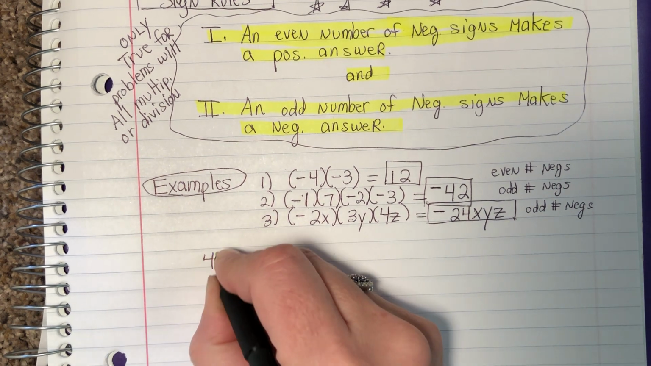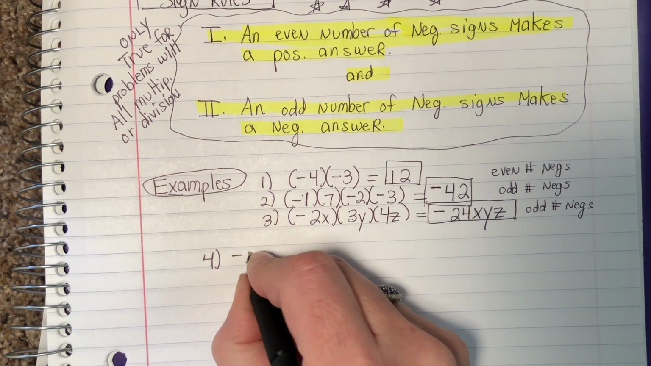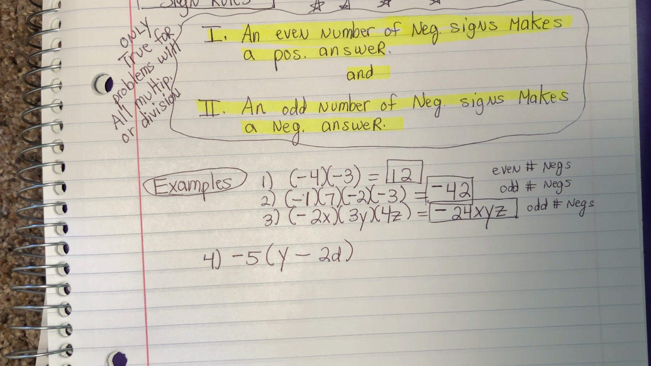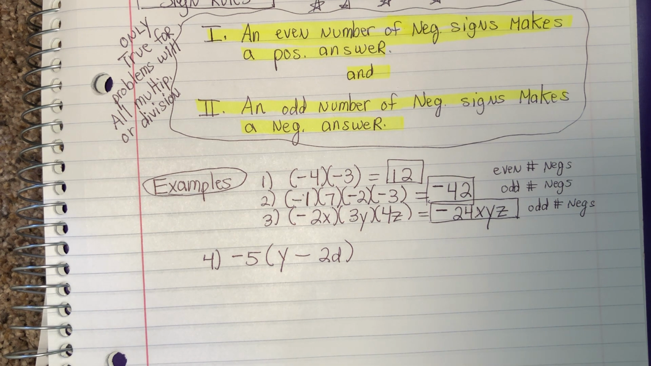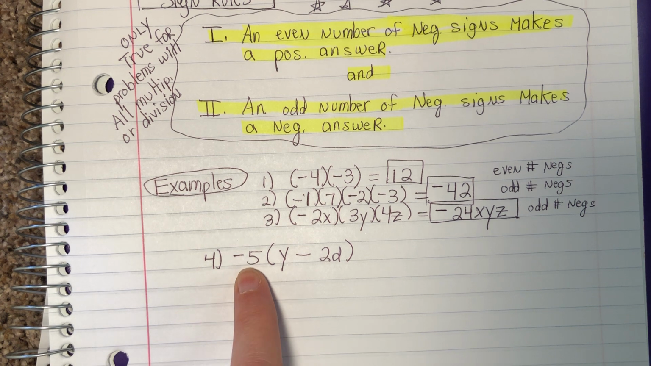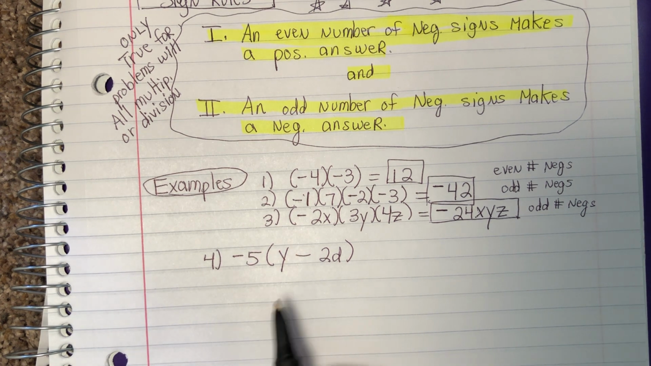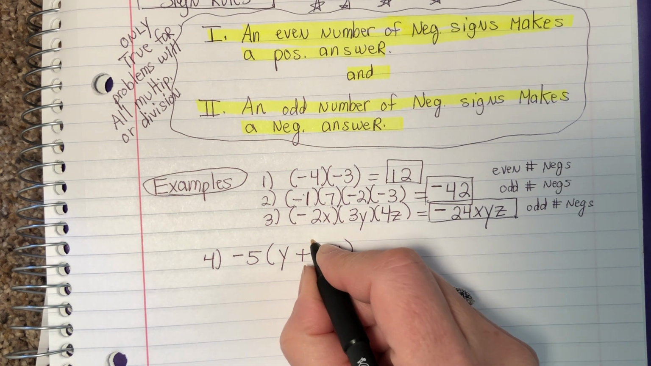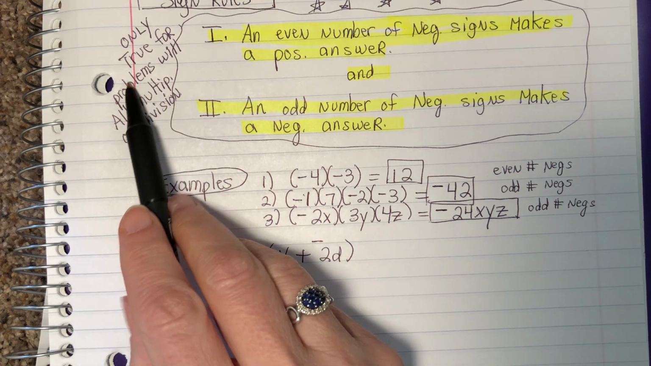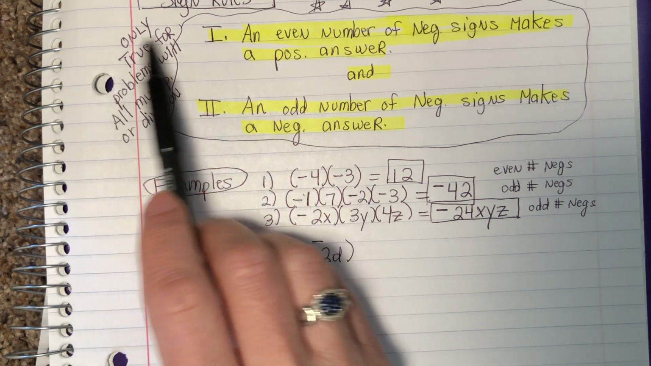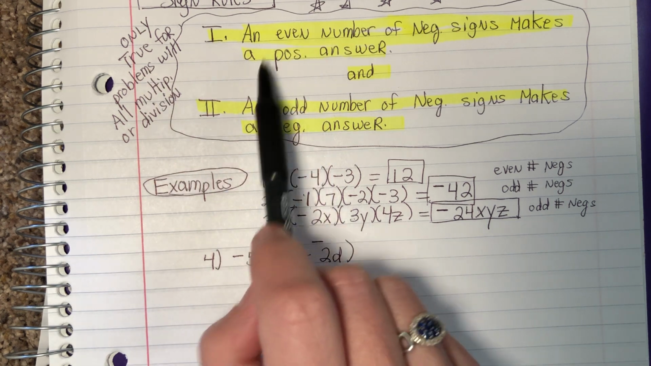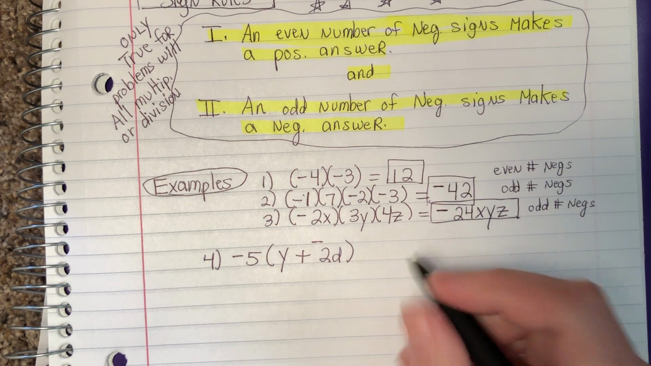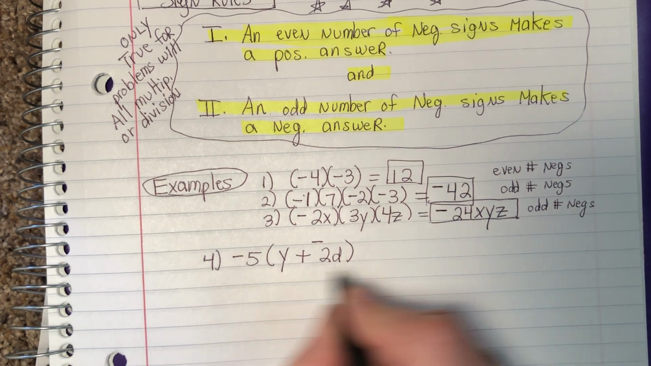I'm going to slide over. -5(y - 2d). Last section we did the distributive property, and you're going to see that again, except last section you didn't have negatives on the outside, so that's the only difference here. But notice that we have a subtraction sign in here, which when I keep change, change will become an addition sign. These two rules only work if it's all multiplication and division. So I can't use the even odd rule to figure the sign of my answer here because I have a plus sign. But I'm just going to distribute and use my basic sign rules at each individual step.